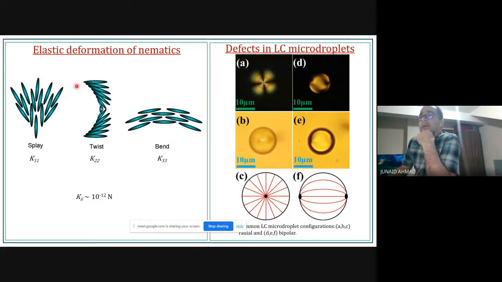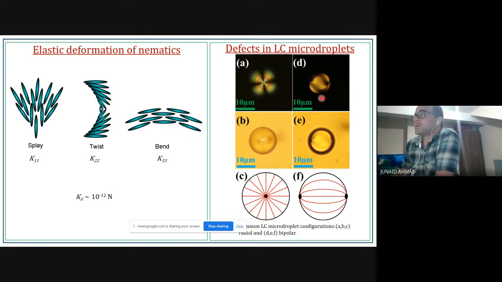The elastic deformation in the case of liquid crystals is mainly of three types. These liquid crystal molecules can deform into this shape, which is termed splay. You could see it this way. In the case of twist, the molecules tend to orient in this fashion. And in the case of bend, it is simple, they bend like this.